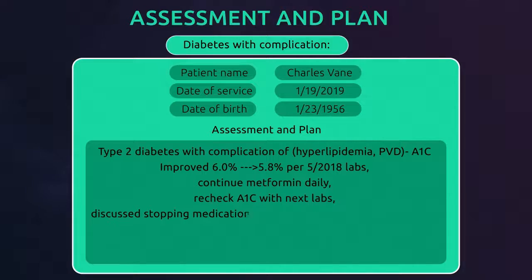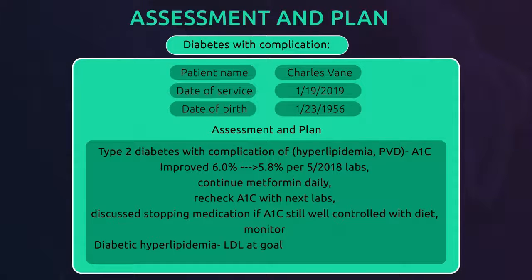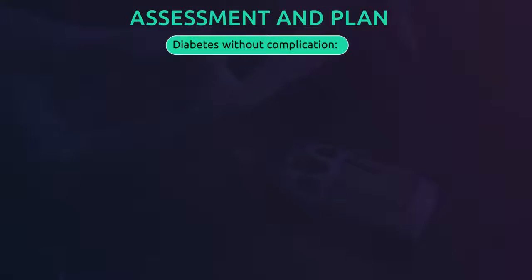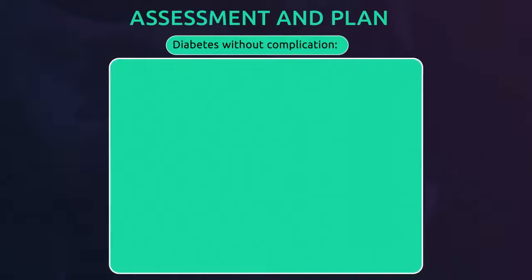Discussed stopping medication if A1C still well controlled with diet. Monitor. Diabetic hyperlipidemia, LDL at goal with statin therapy. Continue simvastatin 40 milligrams. Next, let's take an example of diabetes without complication. The progress note for this would look like this.